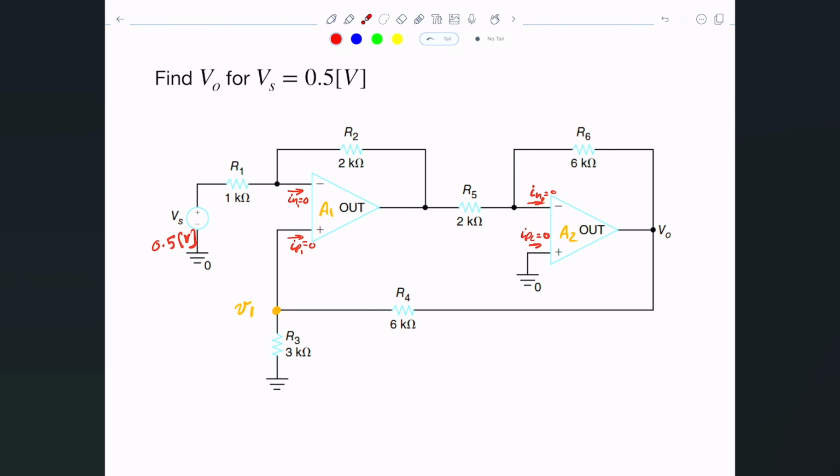Alright, and since we're dealing with ideal amplifiers, that means this is also V1, because this voltage in here and this voltage in here, as if we have a virtual short. So this is also V1.